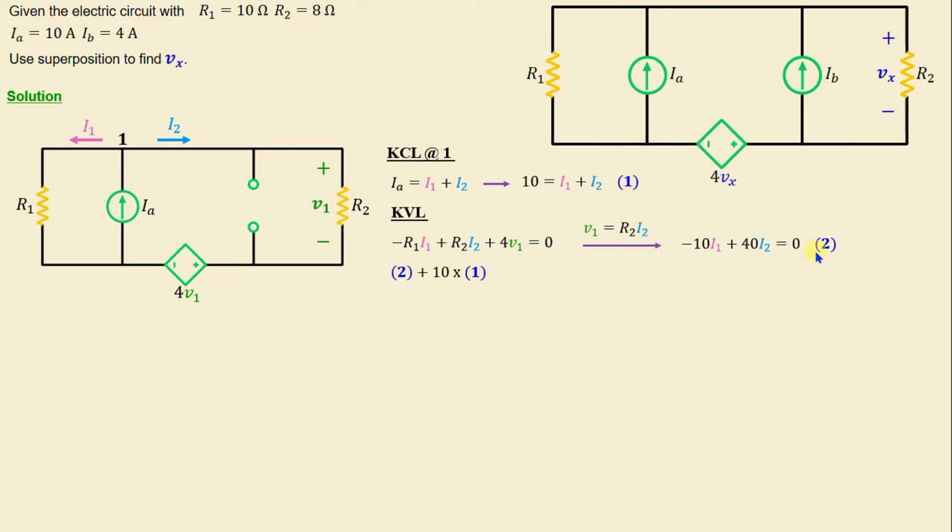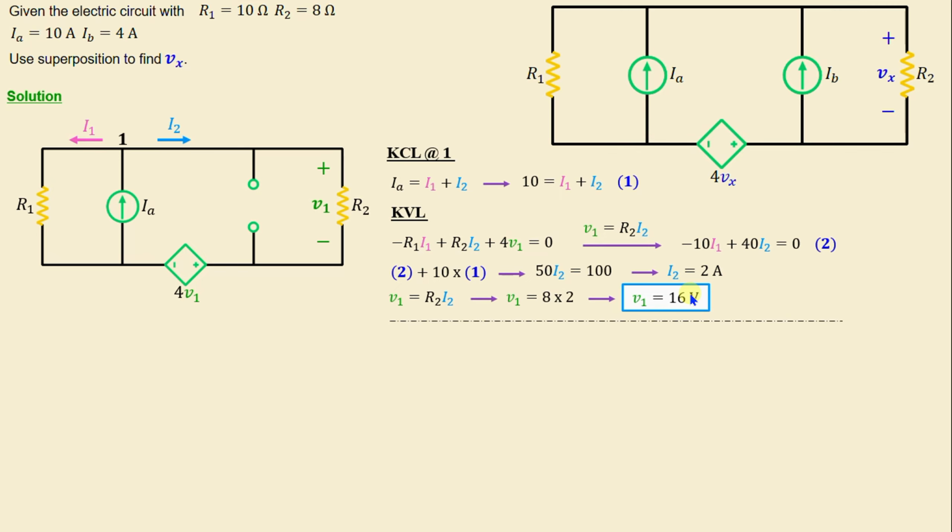Now, by performing 2 plus 10 I1, we derive one equation in terms of I2. That means I2 is equal to 100 over 50. We get 2 amps. And the voltage V1, according to Ohm's law, is equal to R2 I2. If we replace R2 and I2 with their numerical values, we obtain V1 is equal to 16 volts.